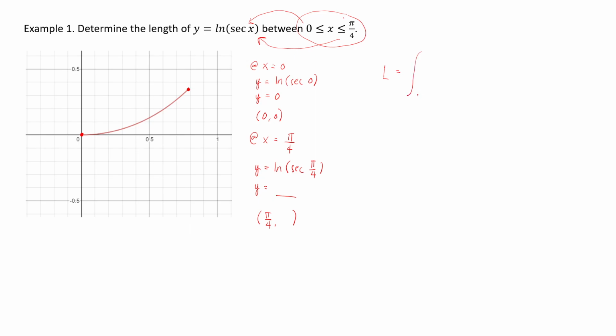So integral of x sub 1 to x sub 2, then square root. Again, if you want to memorize the formula in an easier manner, write dx first, and then take note that dx is in the denominator inside the radical symbol. So dy over dx squared, and then 1 plus. So how do we evaluate the formula?